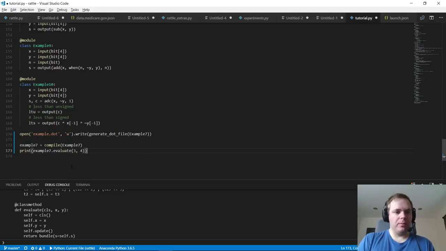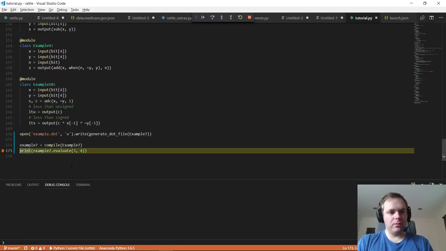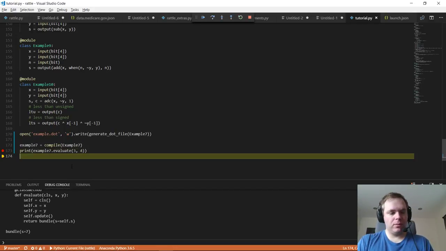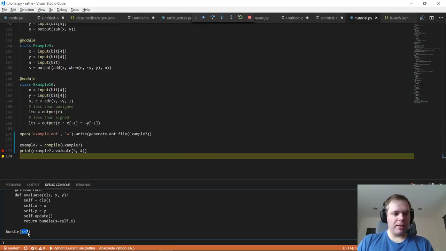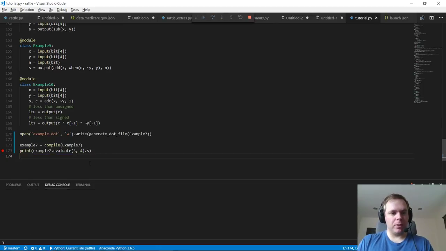We get 7. You get a bundle, which is kind of like a named tuple. It's very rare that a circuit only returns one value, so it's set up for the general case where you're returning more than one value. You can just do .s if you want that output.